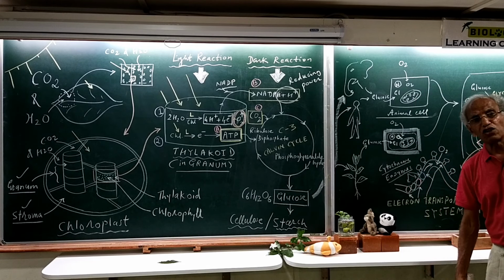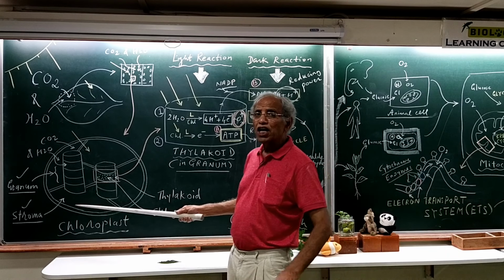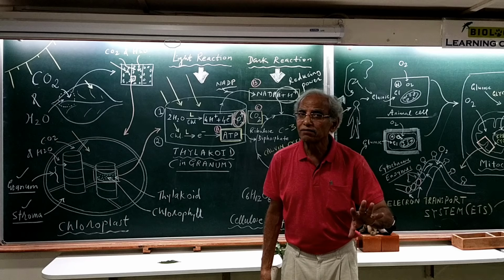Then the dark reaction occurs. What is dark reaction? Dark reaction is something that takes place in the stroma. Why is it called dark? Because it does not require light.